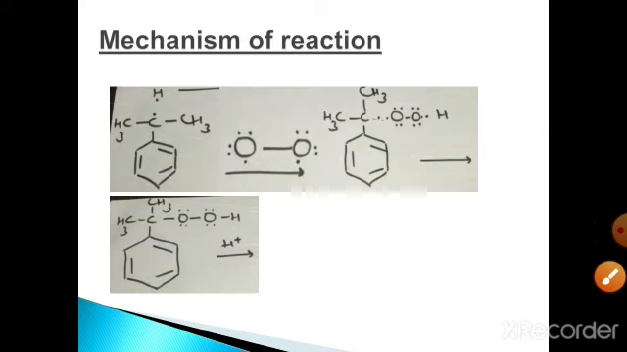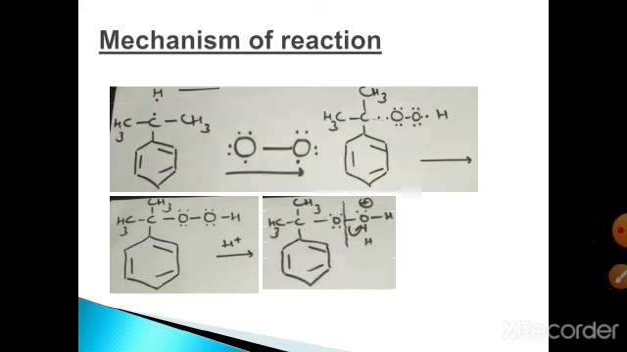When the sigma bond is formed, then protonation takes place, and this OH group is converted into OH2. Why does protonation take place? Because the OH group is not a good leaving group. So when protonation takes place, it creates a very good leaving group. It is converted into water. Water is a good leaving group. So in this step, water is removed from the reaction.